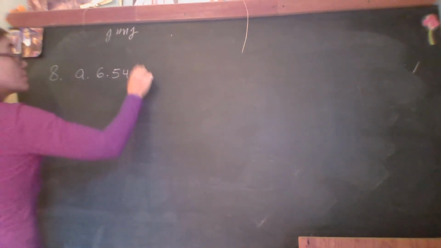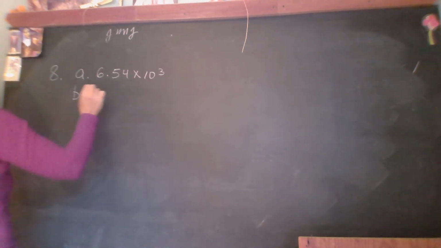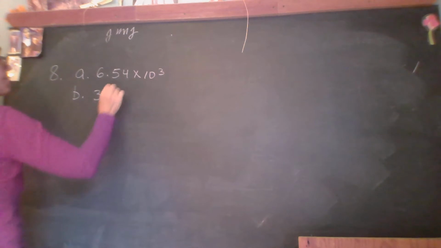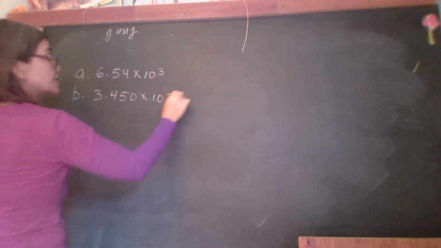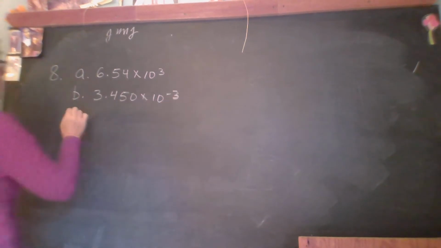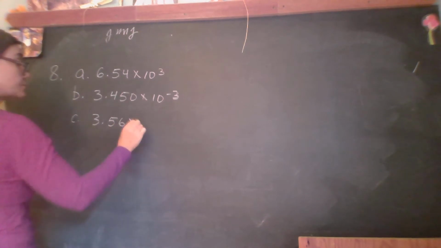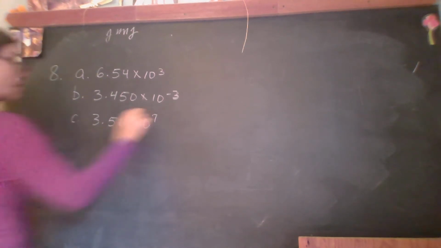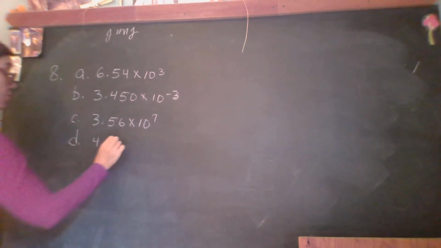6.54 times 10 to the third. B. 3.450 times 10 to the negative 3. C. 3.56 times 10 to the 7. D. 4.050 times 10 to the negative 7.